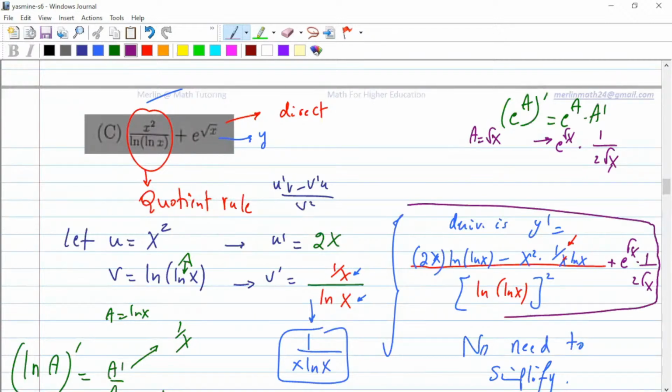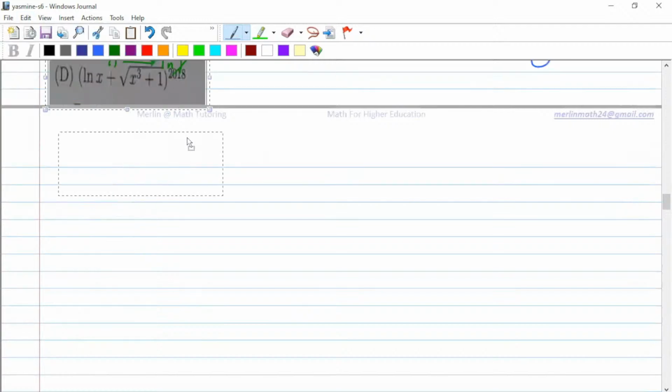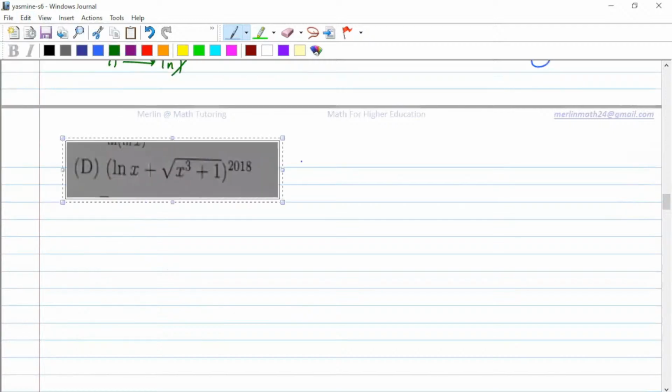So this is your answer in total. The expressions are not easy. They are complicated a little. So presenting your answer properly is what matters. Perfect? Okay, good. Now we have the last question here for derivatives.